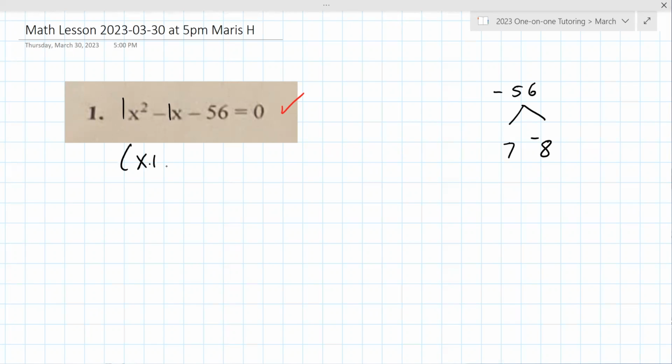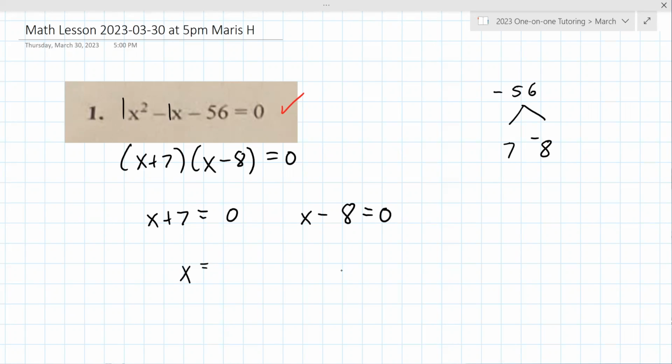So this becomes x plus 7, x minus 8 equals 0. You set both terms equal to 0. X plus 7 equals 0. X minus 8 equals 0. What are your two answers for x? X equals negative 7 and x equals 8. Good.